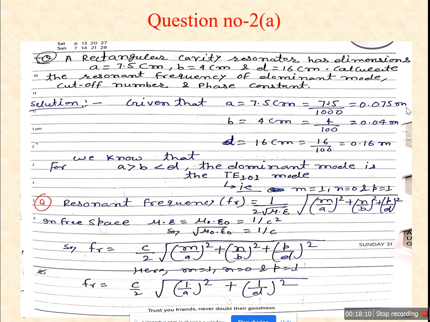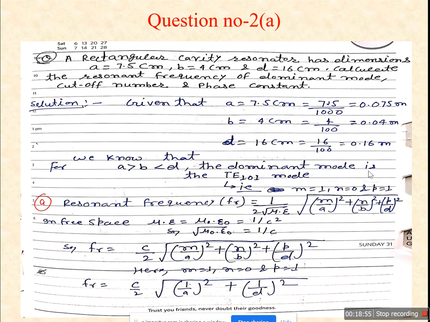Given that a is this, convert it to meters. Always convert to the standard unit, that is the meter. b is 4.4 centimeter, 0.044 meter. d is 16 centimeter, 0.16 meter. We know that for a greater than b and d also greater than b, in this scenario the dominant mode is the TE101 mode. This was a 7 marks question of the previous year. The previous year AKTU asked this question for 7 marks. Only this trick is there. If you know this trick, you can simply find it out.